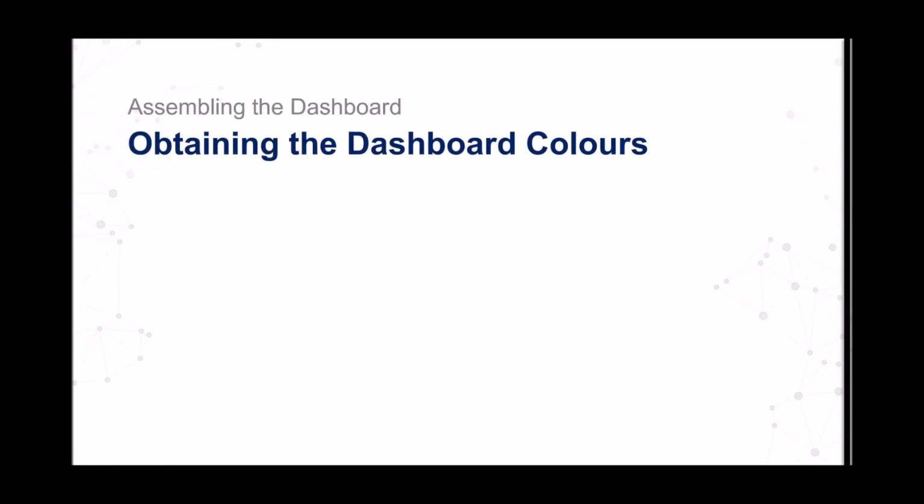Assembling the dashboard, obtaining the dashboard colors. In this lesson, we are going to obtain our 6 colors from the Google Mobility website. As a kind of homage to the work Google is doing, let's use the same colors that they have. So what we are going to do is leverage our web browser, in my case Google Chrome, to try to take these colors from the website.